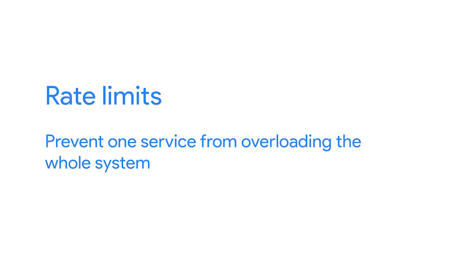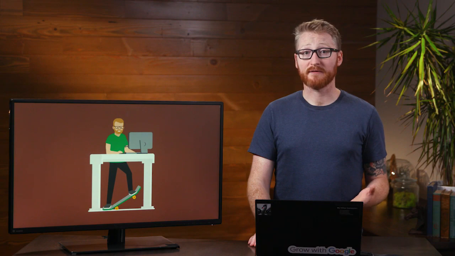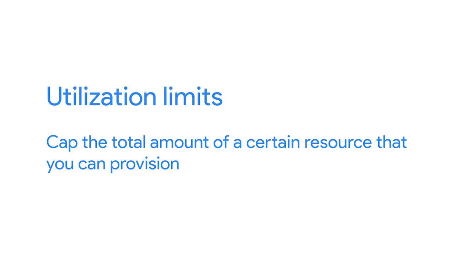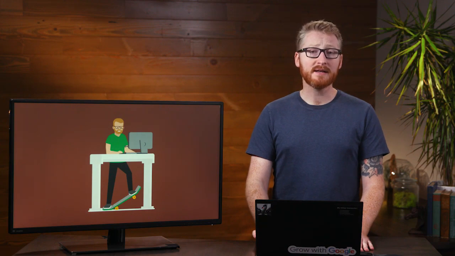Some API calls used in cloud services can be expensive to perform. So most cloud providers will enforce rate limits on these calls to prevent one service from overloading the whole system. For example, there might be a rate limit of 1 call per second for an expensive API call. On top of that, there are also utilization limits, which cap the total amount of a certain resource that you can provision. These quotas are there to help you avoid unintentionally allocating more resources than you wanted. Imagine you've configured your service to use autoscaling, and it suddenly receives a huge spike in traffic. This could mean a lot of new instances getting deployed, which can cost a lot of money.